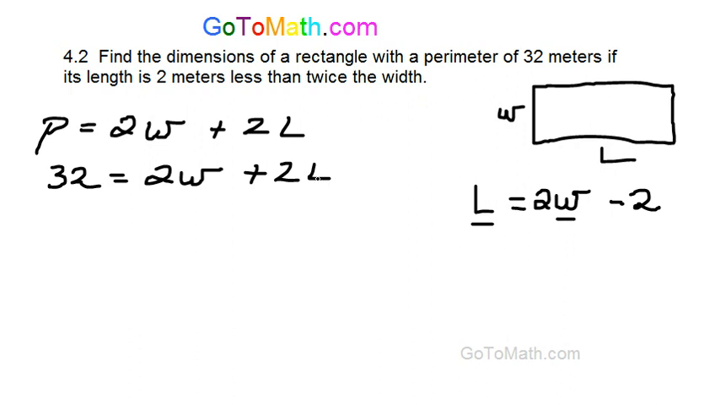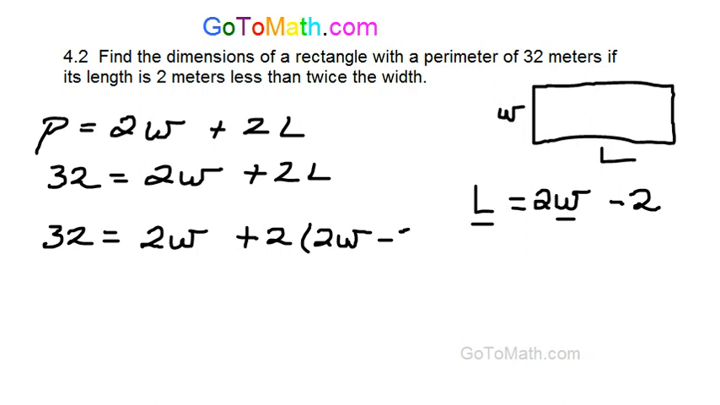So where there's an L, we can go ahead and substitute. This will be our substitute here. So 32 is equal to 2w plus 2 times 2w minus 2. Alright, so now we have an equation with only one variable.